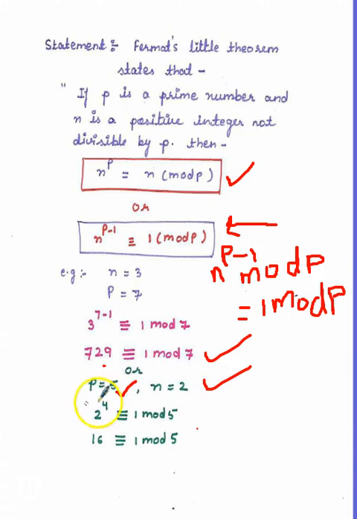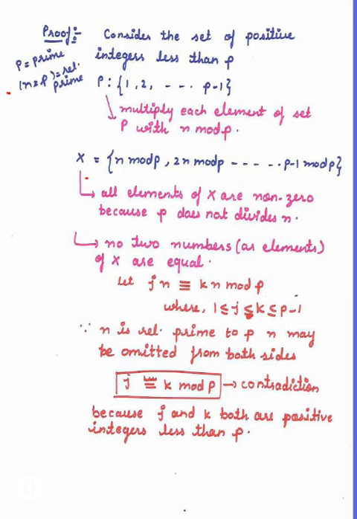Then 2 to the power p minus 1, means 2 to the power 4, will be congruent to 1 mod p, or 16 will be congruent to 1 mod p. Obviously 16 is congruent to 1 mod p because 16 mod p is equal to 1, and 1 mod p is equal to 1. Now we will prove the theorem, how Fermat's theorem is true.